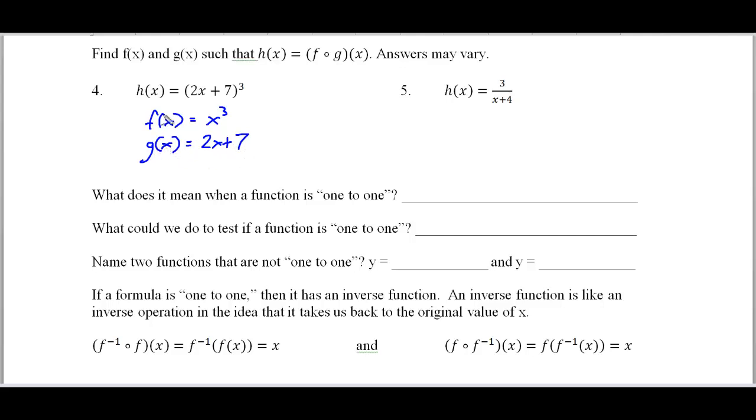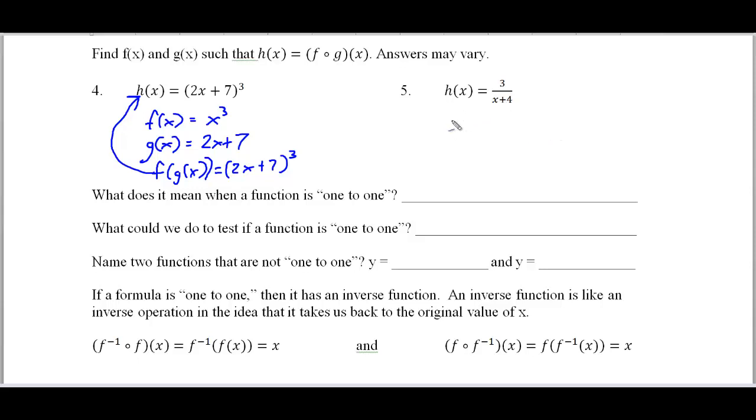So you can see how the composite of this, how f of g of x would be plugging this into this, so it would be the cube root of 2x plus 7. Or the cubic, not a cubic root, the cubic of 2x plus 7. So this right here matches, so I came up with a possibility.